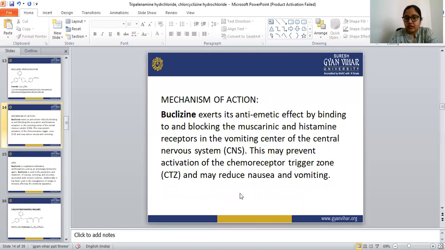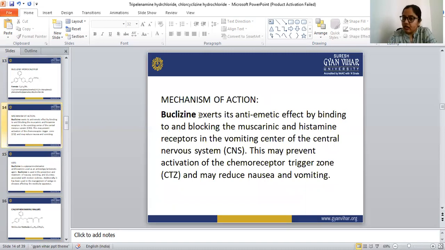The mechanism of action. How does this buclizine work in our body? So buclizine exerts its antiemetic effect by binding to and blocking the muscarinic and histaminic receptors in the vomiting center of the central nervous system. At that vomiting center, muscarinic and histaminic receptors are present. Those receptors are blocked by the buclizine drug, and it exerts its antiemetic effect.